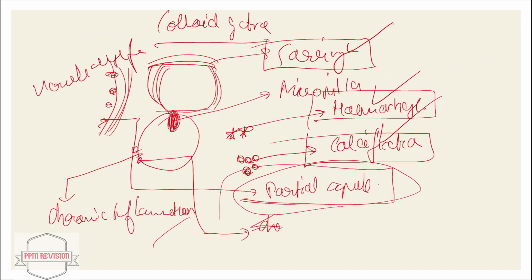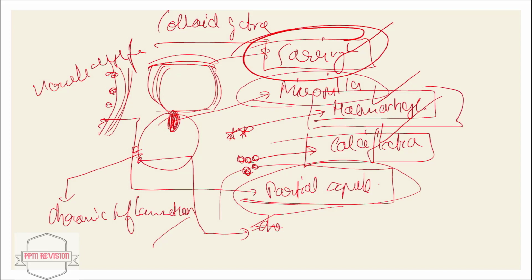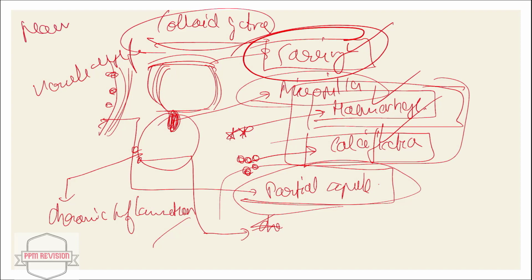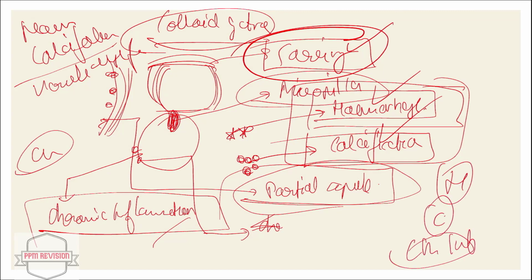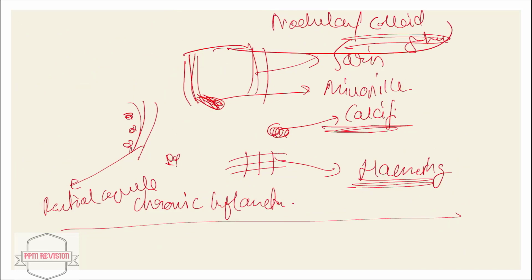And then moving ahead, colloid goiter: there's scarring, there's micropapillae, there's hemorrhage, and calcification. That is an important aspect of colloid goiter. There's hemorrhage as well as calcification that can be seen, which is an important point to note. And there's chronic inflammation also seen. So there's hemorrhage, calcification, as well as chronic inflammation, right?